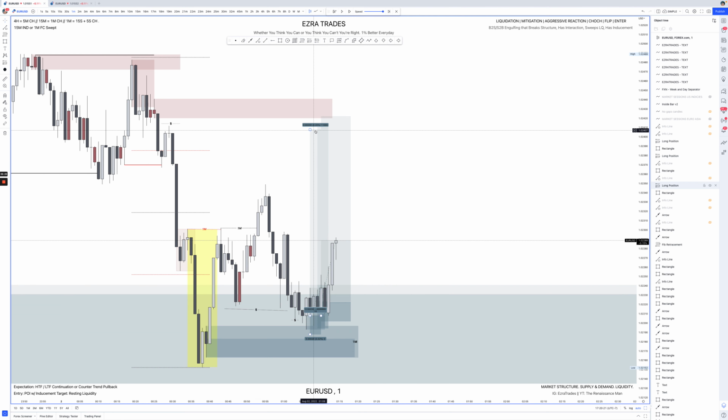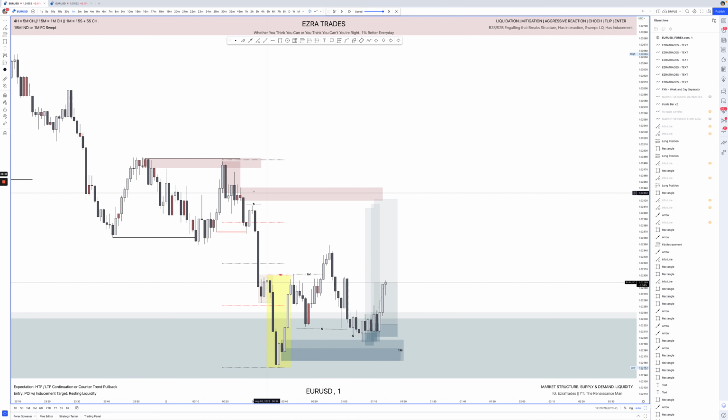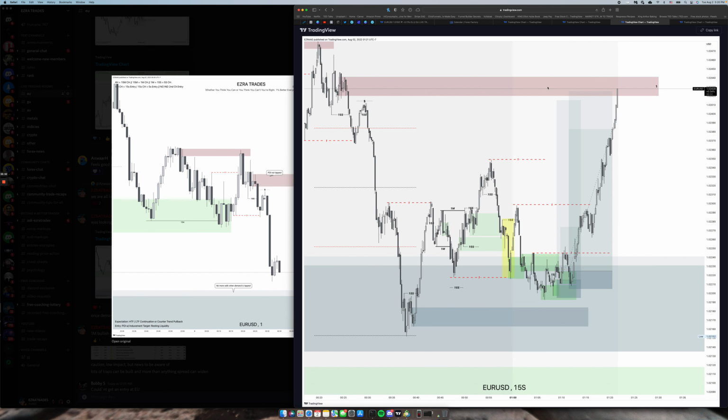I have 2 entries, my personal self that I took. We have 3 entries that were valid to take. I missed 1, I took 2. And this would be a very good target for me, considering this is unmitigated. This is part of a 15-minute supply range. We have inducement. I very well can see this point of interest being respected. So in my mind, the way I see this is what I'm targeting. As you already saw in my screenshot, this is what I was targeting.